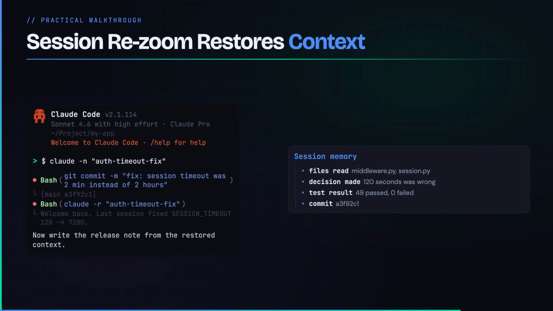It remembers the SESSION_TIMEOUT change from 120 to 7,200, the files involved, the test result, and commit a3f92c1. Now the release note is easy because the session still carries the decision history.